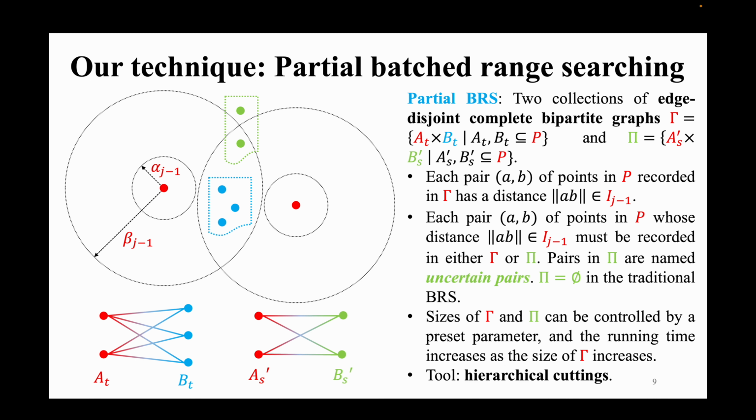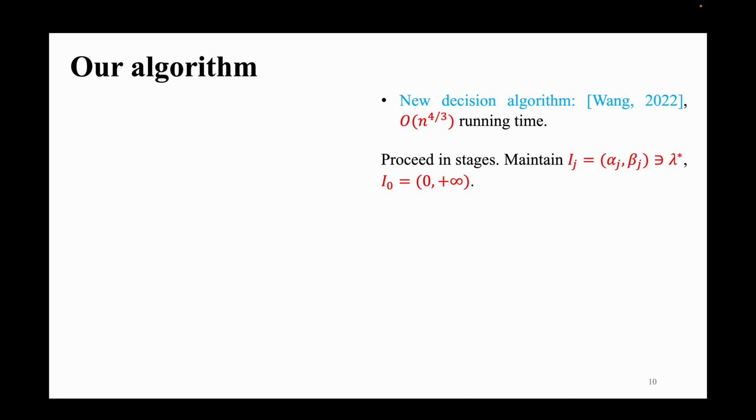And our partial BRS can be implemented by the hierarchical cuttings. Now let's talk about our new distance selection algorithm. One important keystone of our solution is a new decision algorithm, which was proposed by Wang in 2022, that runs in n to the power of 4 over 3 time. Our solution also proceeds in stages, and maintains an interval I_j that always contains the desired value lambda star.